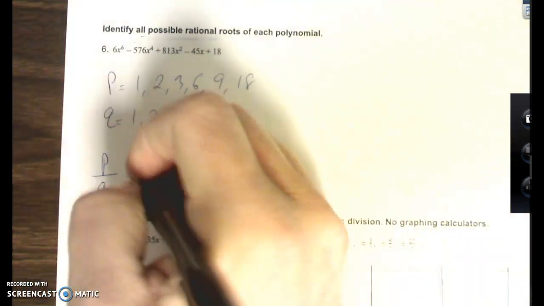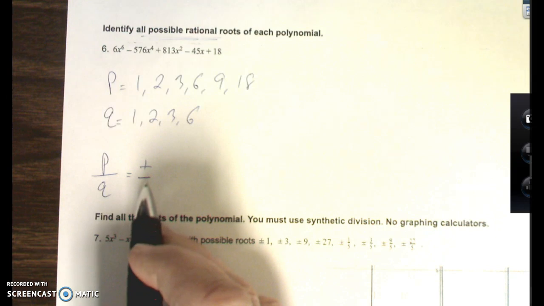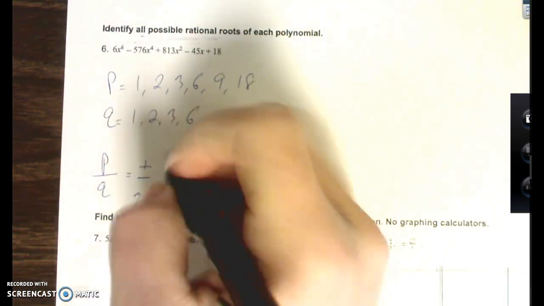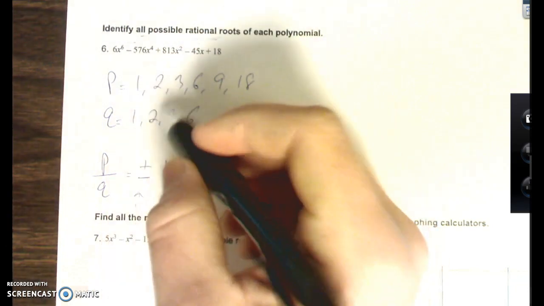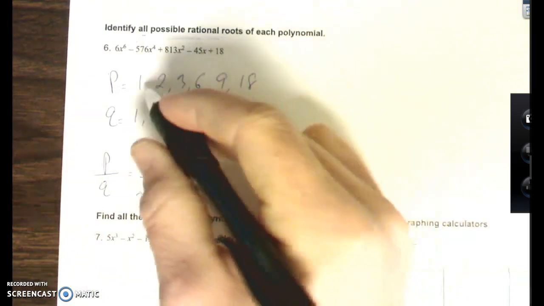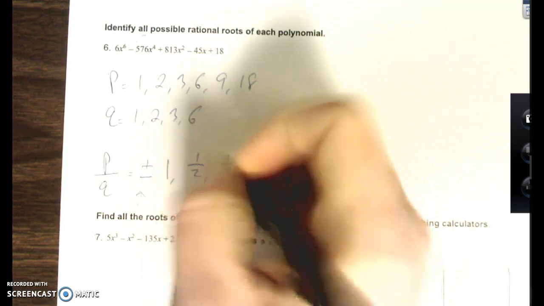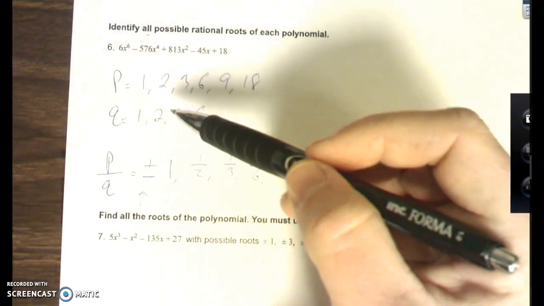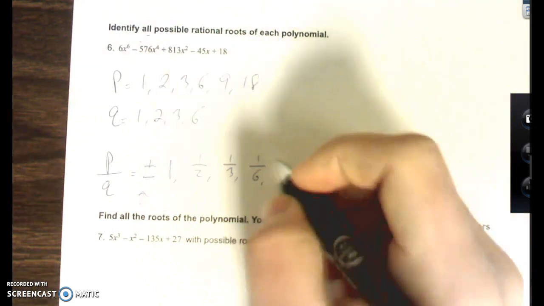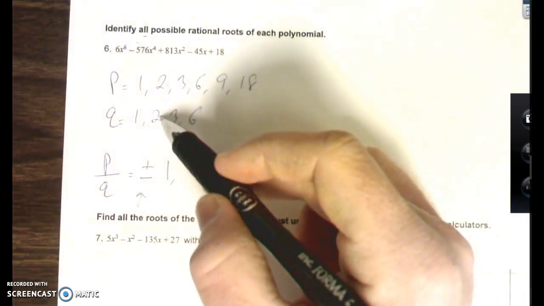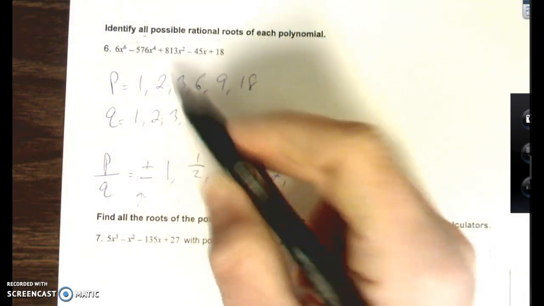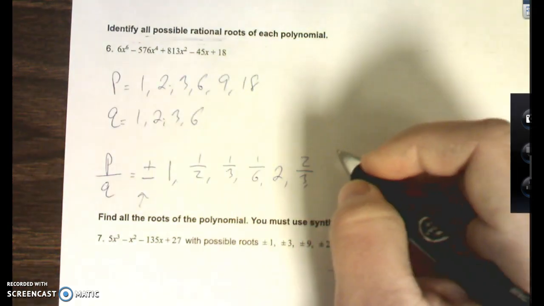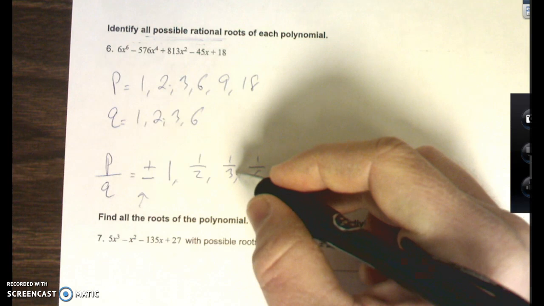Please do not forget the plus or minus. This matter is very important. Okay? So now I'm going to go about this systematically. 1 over 1, 1. 1 over 2, 1 half. 1 over 3, 1/3. 1 over 6, 1/6. So my 1 is done now. 2 over 1, 2. 2 over 2 is 1. I don't have to repeat it. But I do need 2/3. That's a new one. And then 2/6 reduces down to 1/3, don't need it.